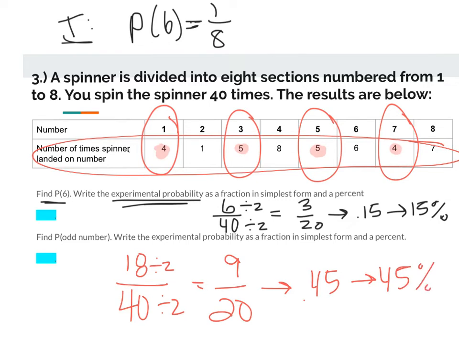Okay? So just remember, theoretical probability is, in theory, what should happen. So you're going to put the number of favorable outcomes over the total possible outcomes. In experimental probability, you're putting the number of favorable outcomes over the total number of outcomes. So you're looking at what actually happened when they spun the spinner that many times.